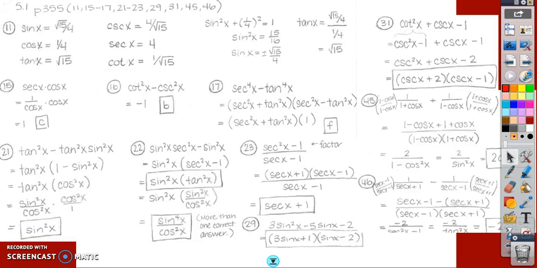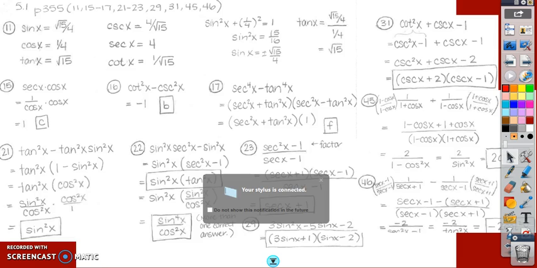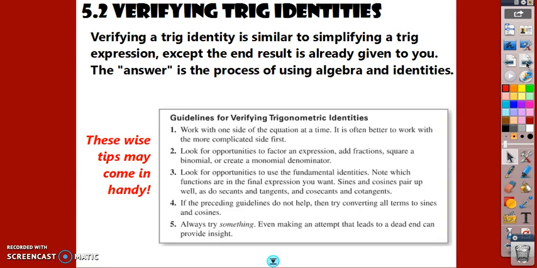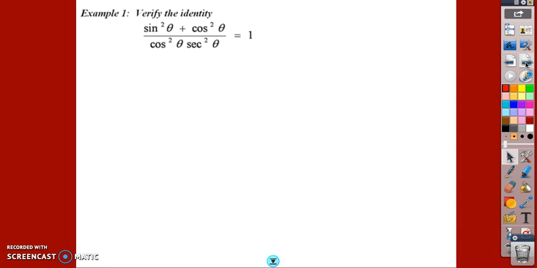We are going to start the new lesson today, which is really similar to yesterday's lesson. Here we go. Except that today, instead of simplifying an expression, you're actually going to know what the end answer is. And so your answer is just the work showing getting it there. I just want to show you an example of what I'm talking about.